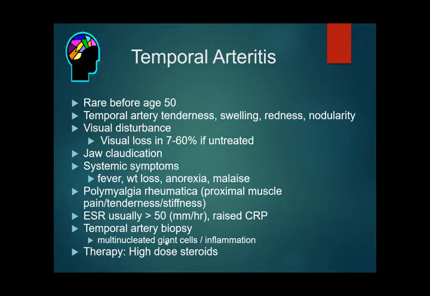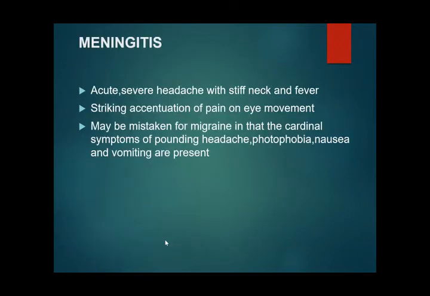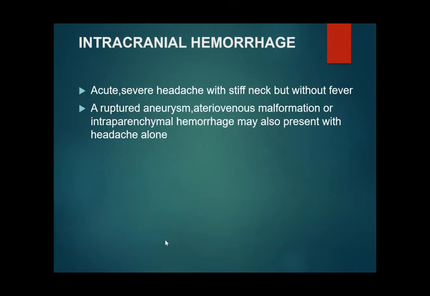Then there is intracranial hemorrhage, and the patient may have acute severe headache with stiff neck but without fever. It can be due to a ruptured aneurysm, an AVM, or an intraparenchymal hemorrhage due to hypertension. Simple hypertension can also cause intraparenchymal hemorrhage, and the most common sites for hypertensive hemorrhage are the basal ganglia, that is the putamen and the thalamus, and the pons and cerebellum. These are the typical sites for hypertensive hemorrhages. If the hemorrhage is present in any lobe, either frontal, temporal, or occipital lobe, it's usually not secondary to hypertension. It needs workup with angiogram or other studies.